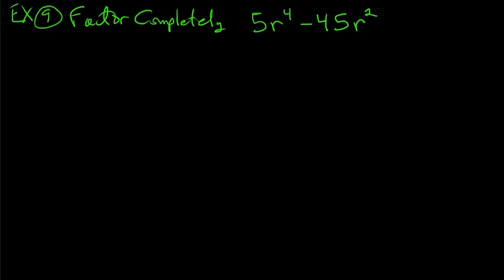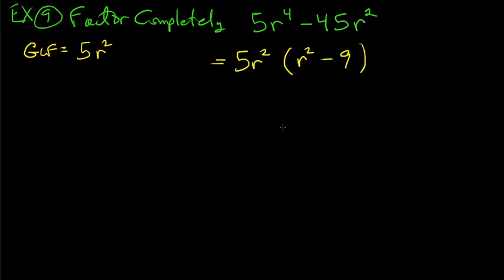Okay, next one is factor completely 5r to the 4th minus 45r squared. Okay, so GCF is 5r squared. So factor out the 5r squared, leaving you with r squared minus 9. Okay. Now, what about r squared minus 9? Can we do anything with that?